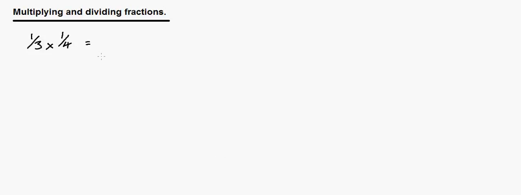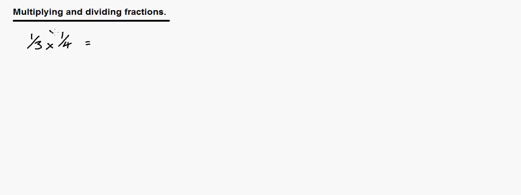Okay, so multiplying and dividing fractions. A lot of people have problems with this because it sounds quite horrific, but it's really, really simple, I promise you. Okay, so let's actually do it and we'll see how simple it is. So let's say 1/3 multiplied by 1/4.